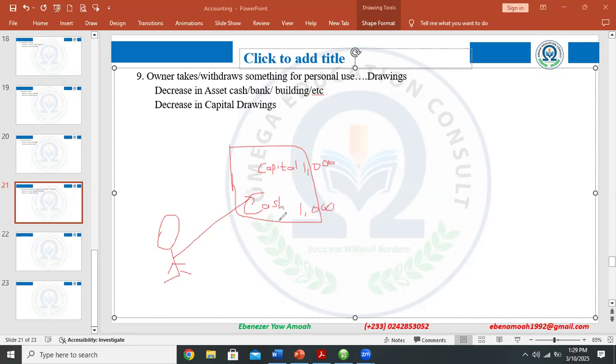So if the owner, I'll come to your question. If the owner is now taking 100 cedis away from the business for his personal use, then this business will say, oh, owner, the 1,000 you gave me, you have taken what? 100 away, right? So you see that the drawings of 100 will affect the capital. So it will decrease the capital from 1,000 to 900. Okay. And also you took the money, cash. So the cash too is no more 1,000. The cash too will also come to where? 900.